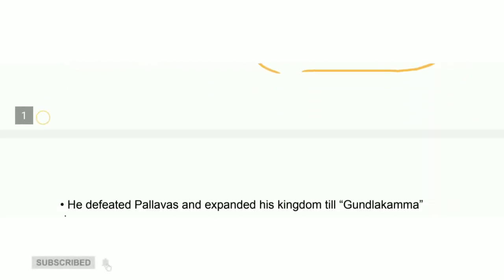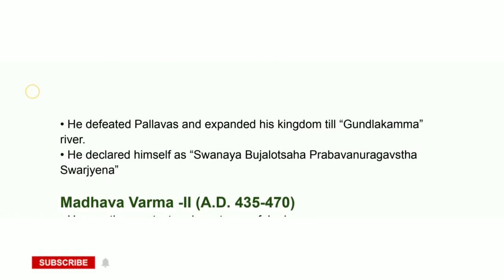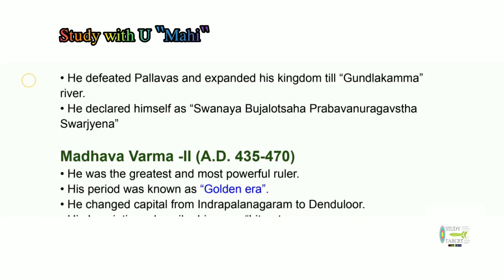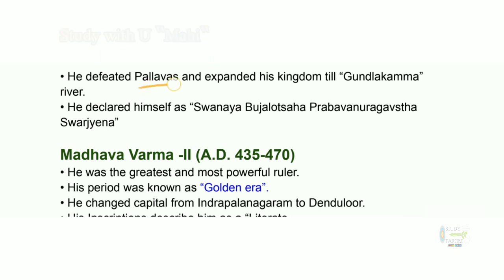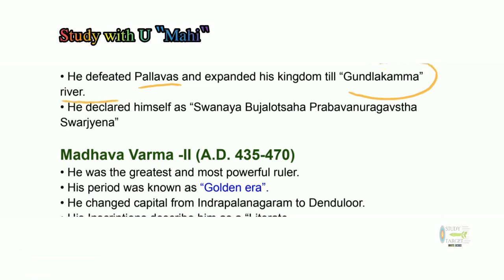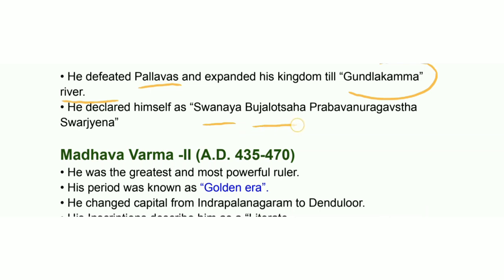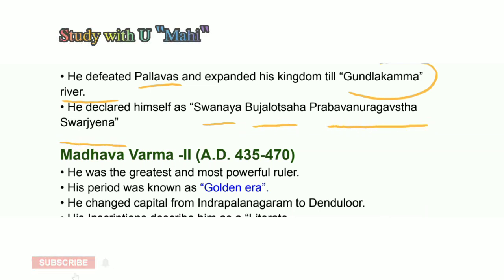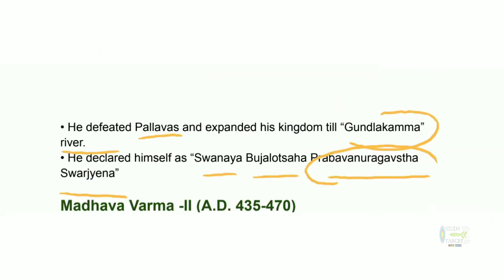As I said earlier, Govindavarma is the greatest ruler among the early Vishnukundin rulers. He defeated the Pallavas and expanded his kingdom up to the Gunlakamma river. He declared himself Svanaya Bhujalotsa.